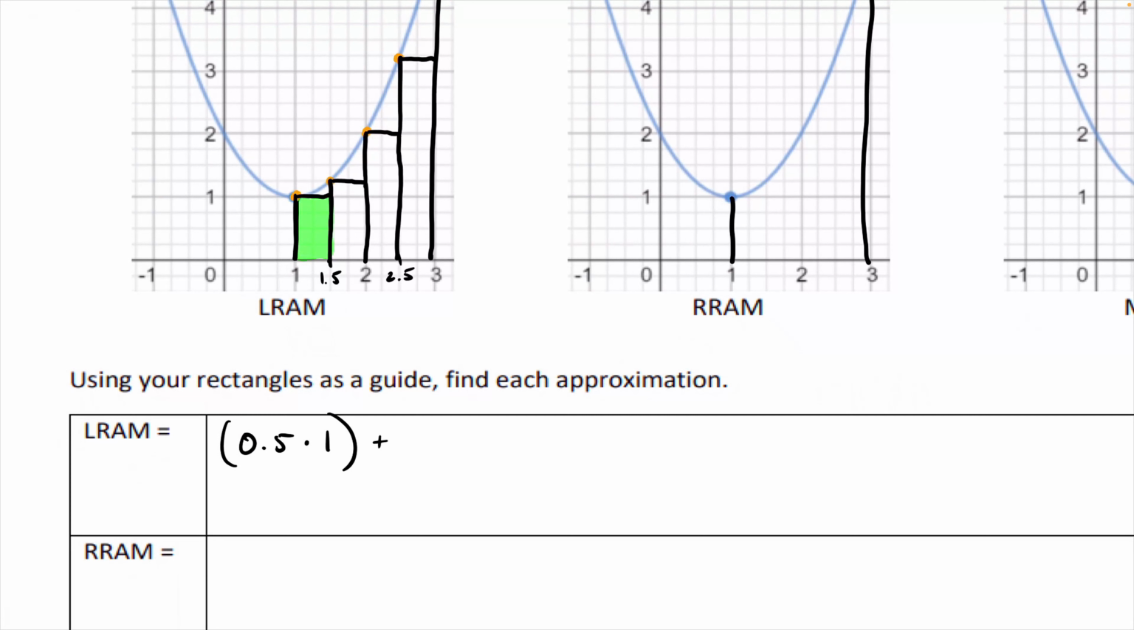Good. What's the next rectangle? Like 1.2. Yeah, so the width is still 0.5, right? But the height, I'm not quite sure about, right? The height looks like 1.25. I'm not quite sure what it is, this guy right here.